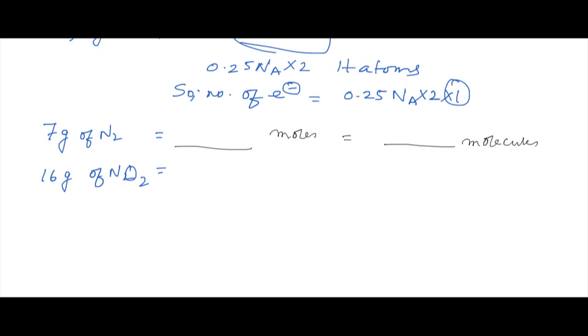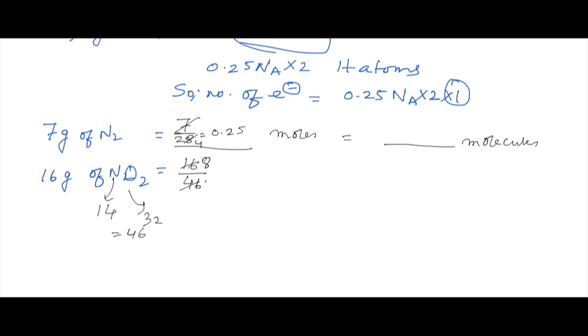So how many moles should be over here? 7 by nitrogen's molecular weight, 28. So it will be 0.25. Here it is 16 gram. So what is the molecular weight of nitrogen dioxide? For nitrogen it is 14, and for O2 it will be 16 into 2, 32. So total will be 46 around. Am I correct? I hope I am. 14 plus 32, yeah, 46. So here I write 46.